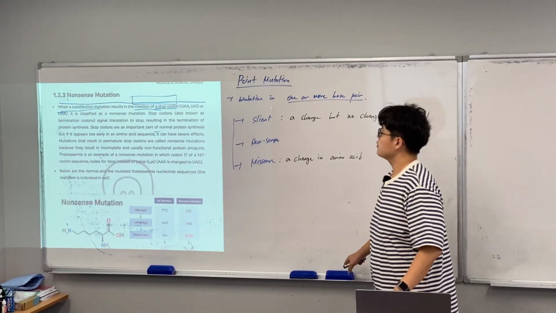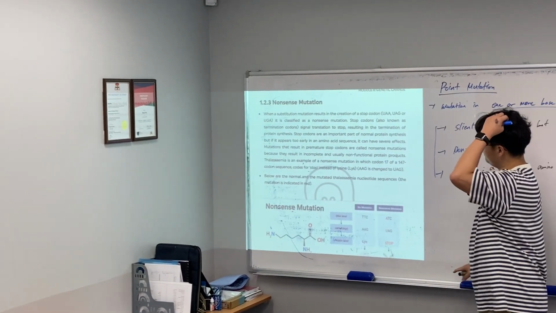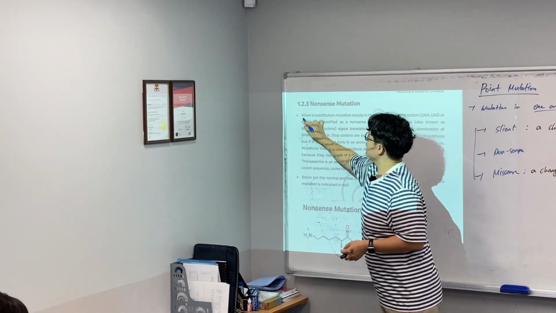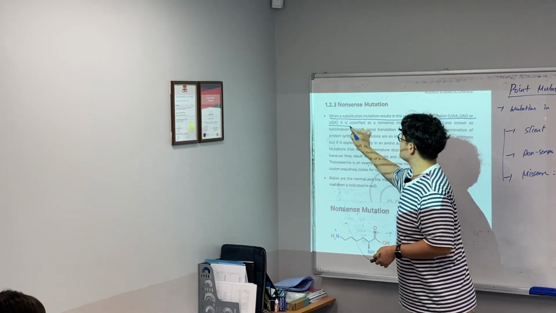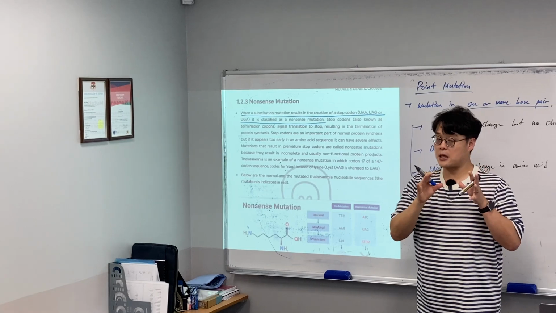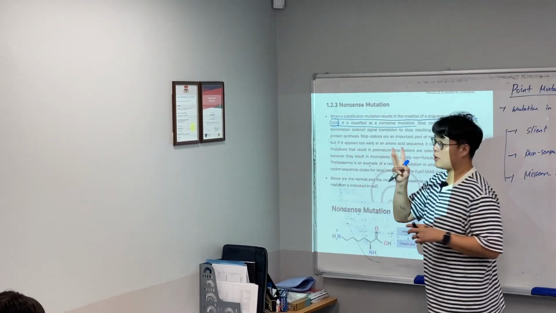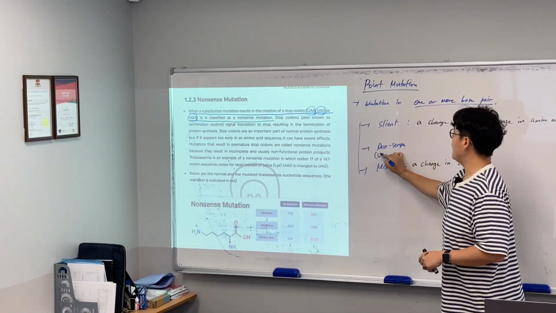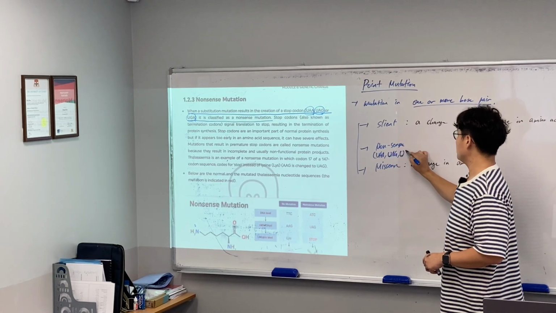The last one in the point mutation is known as nonsense mutation. A nonsense mutation is when a substitution mutation results in the creation of a stop codon. So it is important to memorize at least the stop codons: UAA, UAG, and UGA. These three are the stop codons.